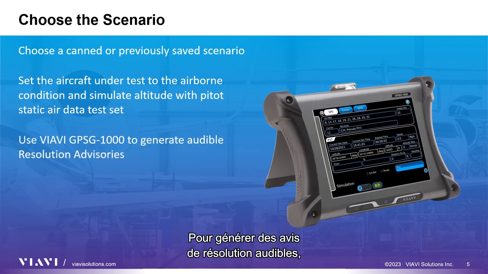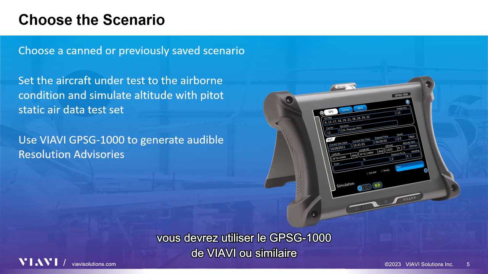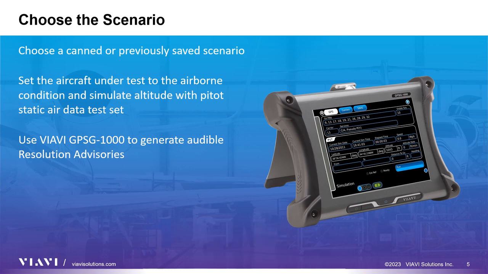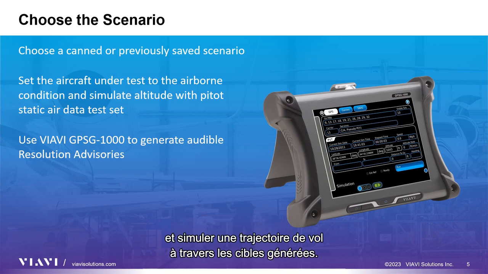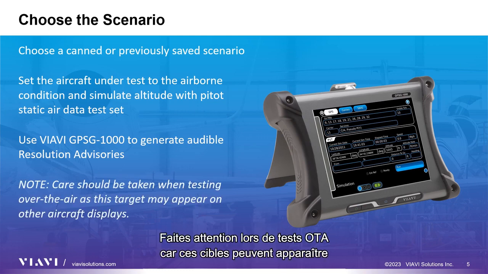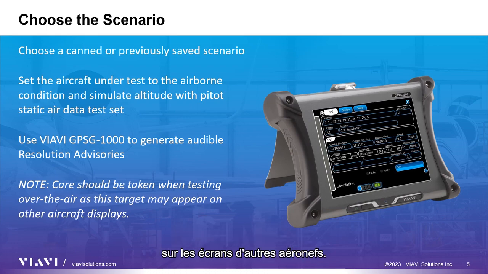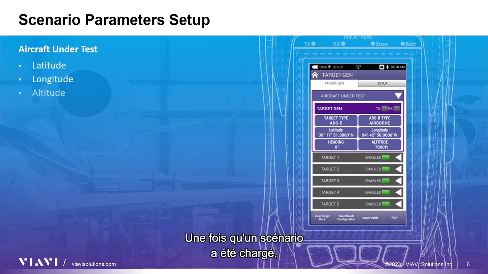In order to generate audible resolution advisories, you will need to leverage the Viavi GPS G1000, or similar, and simulate a flight path through the generated targets. Note, care should be taken when testing over the air, as targets may appear on other aircraft displays. Once a scenario has been loaded, any of the values displayed with a blue background can be changed as desired. Enter the latitude, longitude, and altitude of the aircraft under test. This is the reference point that the 5 targets will be using.